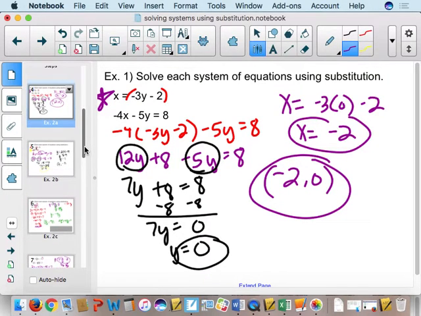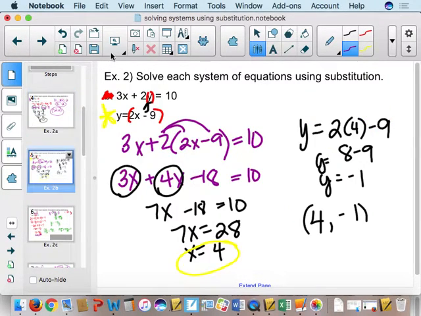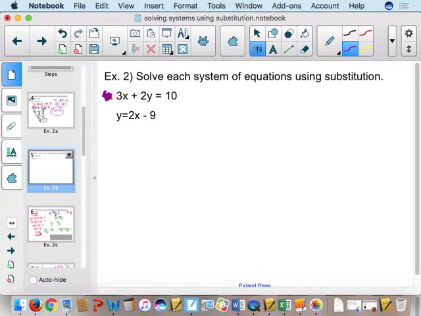I'd like us to go ahead and try example number 2 together here. Okay, so example number 2: 3x plus 2y equals 10, and y equals 2x minus 9. So step 1, get a variable by itself. Do we have a variable all by itself in this particular problem? Yep, y is by itself, so y equals 2x minus 9. So we're going to take 2x minus 9 and plug it in for the y, because it says y equals. We're going to plug it in for the y.